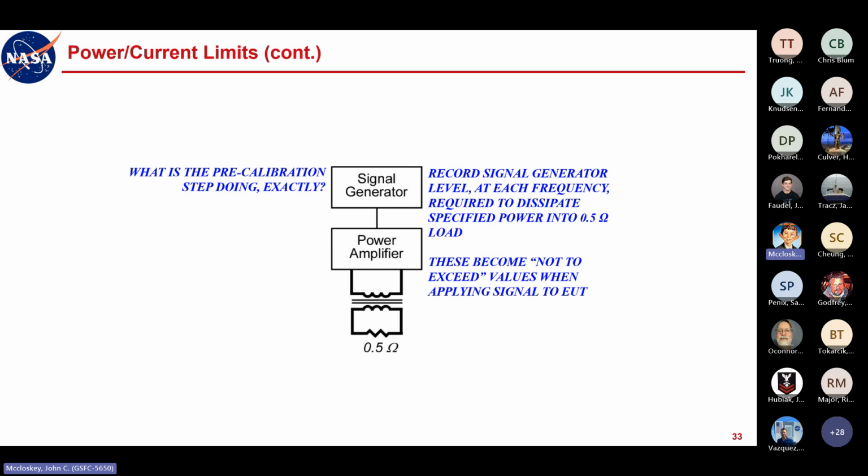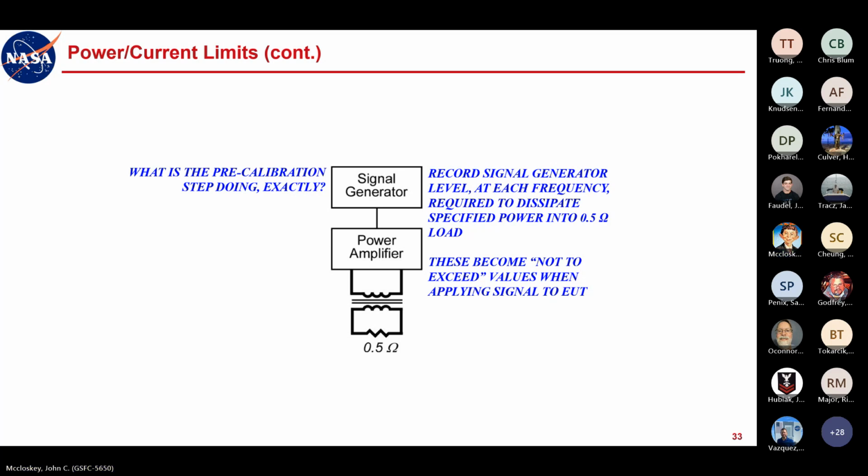So if you keep trying to inject your 1 volt RMS into a short circuit, your current will go through the roof and you can burn up hardware. So you need to specify a current limit one way or another. And we'll talk about the different methods of doing that. This is one. The default method is to do this pre-calibration and establish these not-to-exceed levels. So that if you hit that not-to-exceed level before you get to the 1 volt RMS, you stop.